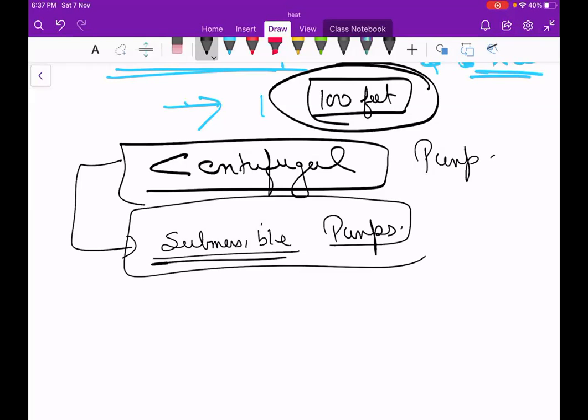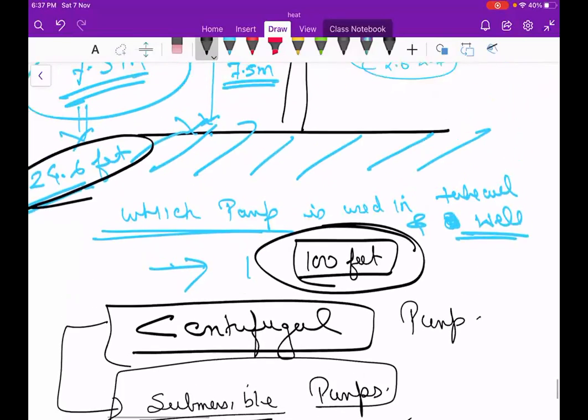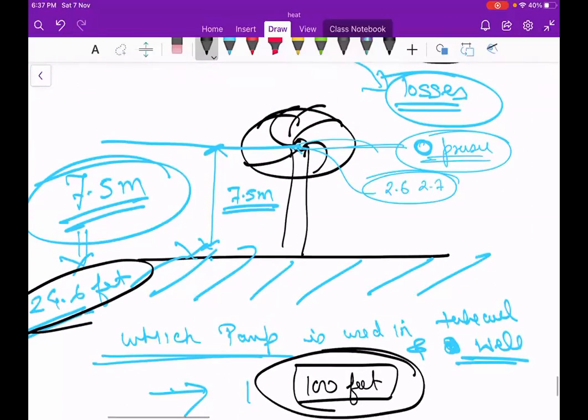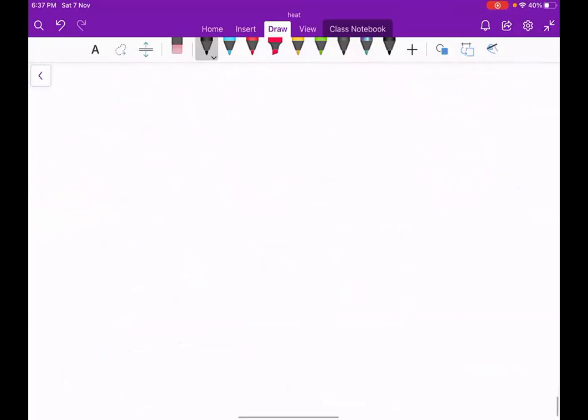Everyone got this point? This is a very important point. The limitation is only 7.5 meter in real life, and in the ideal case it is 10.3 meter for water. Everyone got this point, yes or no?